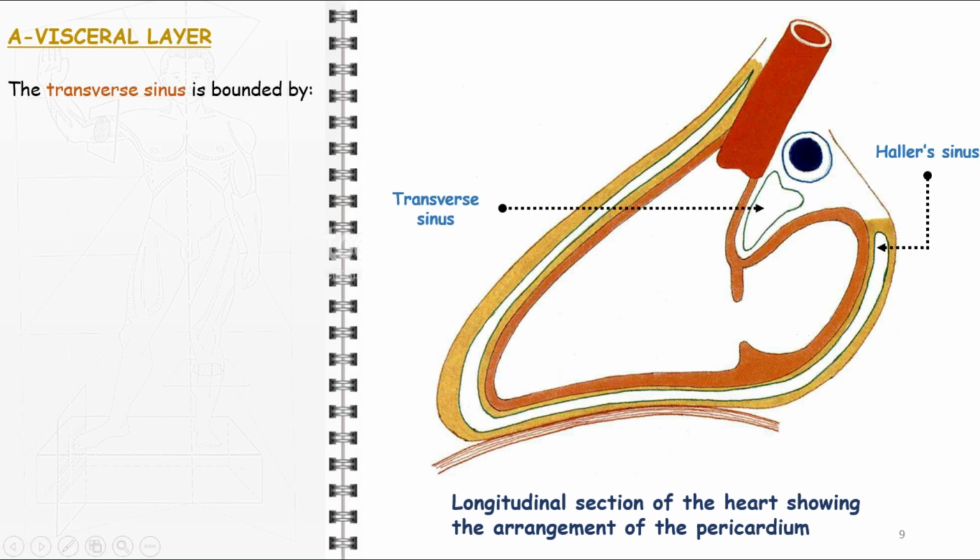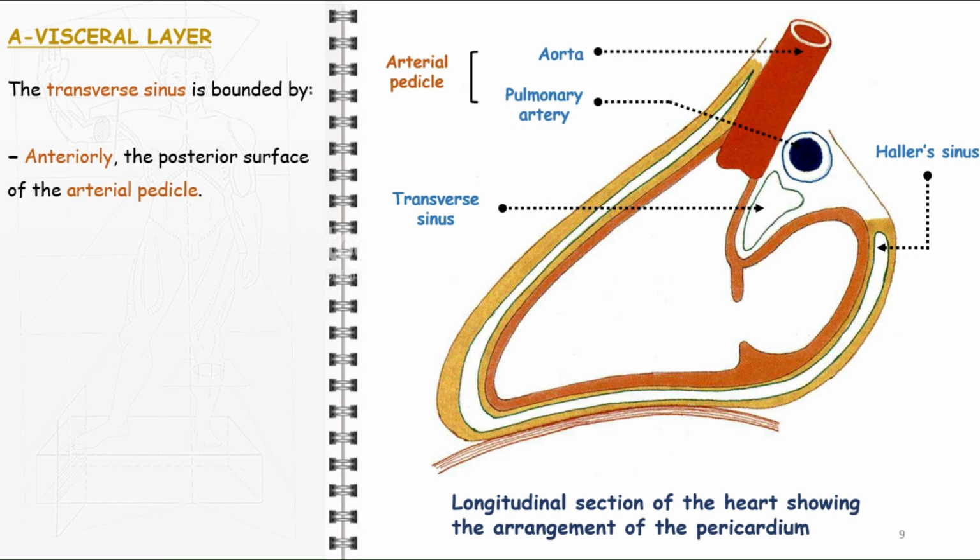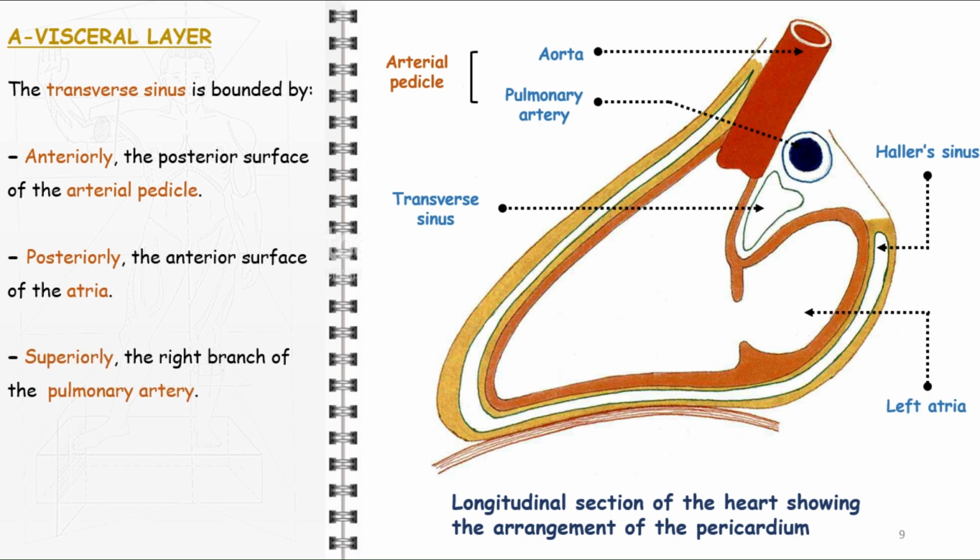The serous cavity extends, forming a channel that allows a finger inserted into the pericardial cavity to bypass the arterial pedicle posteriorly. This channel is bounded anteriorly by the posterior surface of the arterial pedicle, posteriorly by the anterior surface of the atria, and superiorly by the right branch of the pulmonary artery.